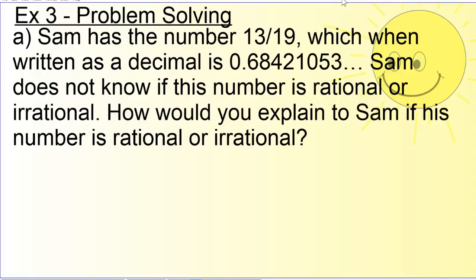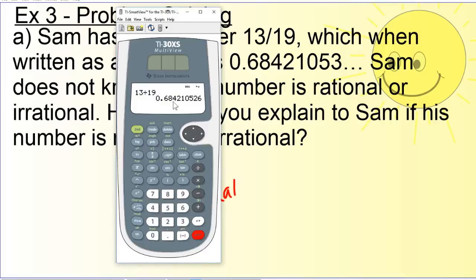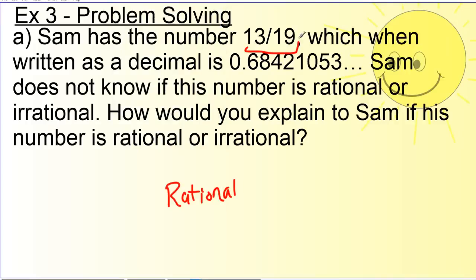Sam does not know if this number is rational or irrational. How would you explain to Sam if his number is rational or irrational? I guess the first thing you have to decide is, is it rational or irrational? This should be a rational number. If you look at that decimal, it does not look like it stops and it does not look like it repeats. It looks ugly. You're right. But it came from a fraction.